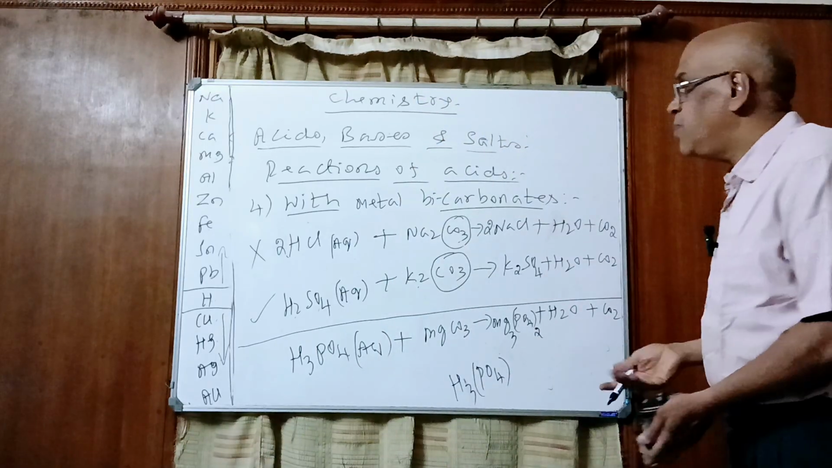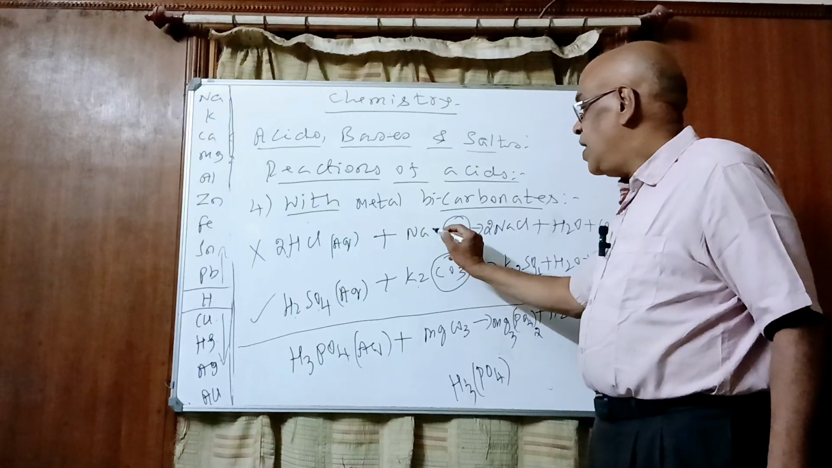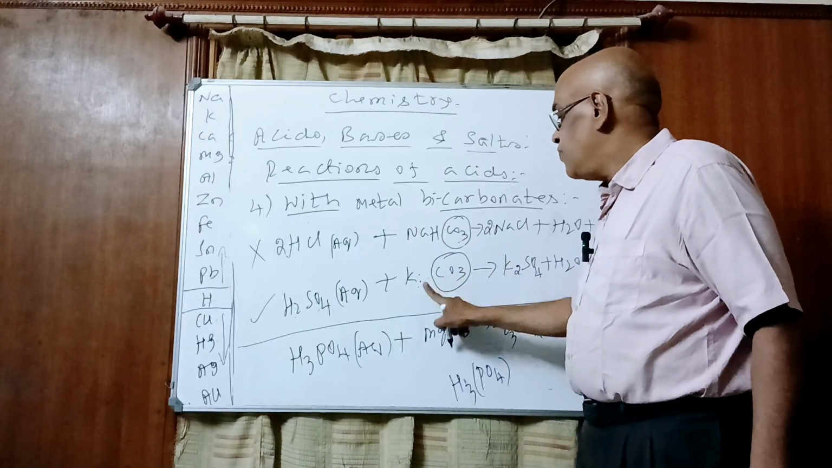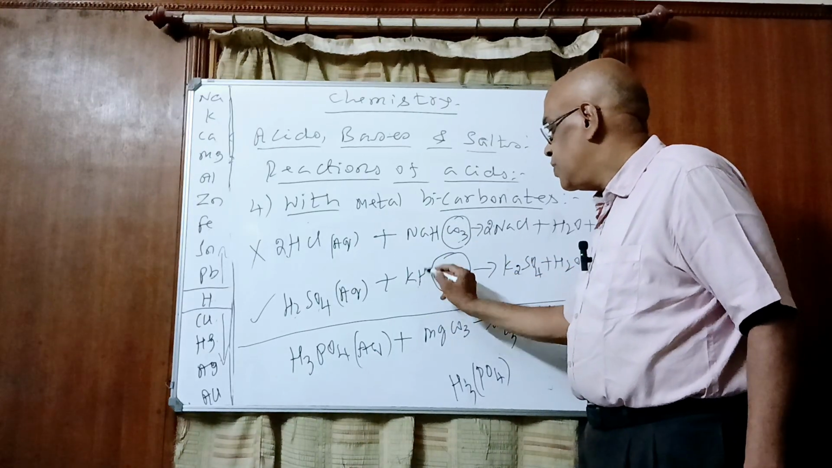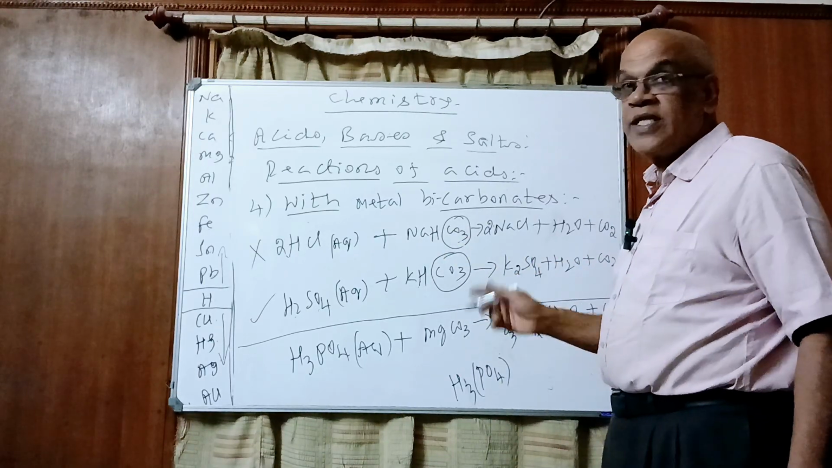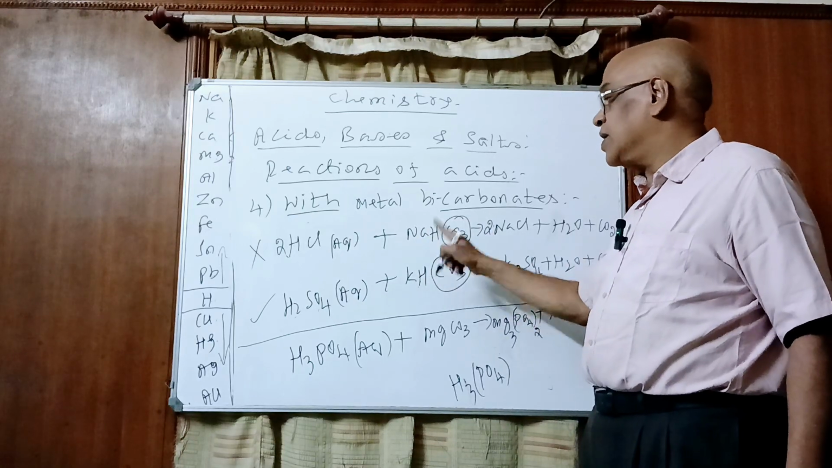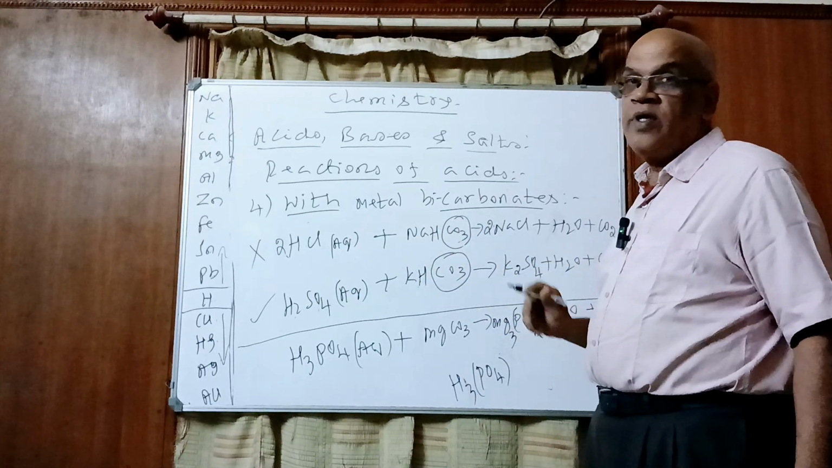Bicarbonate. Bicarbonate means what, children? Here one sodium goes, and in place of sodium, hydrogen comes. In place of this, one hydrogen comes. That's it. Sodium, hydrogen, carbonate is nothing but bicarbonate. Bi means 2. One sodium, one hydrogen. Carbonate means both are sodium atoms.